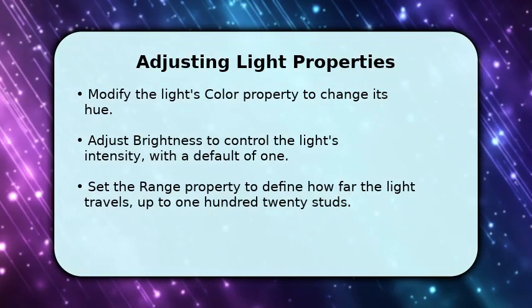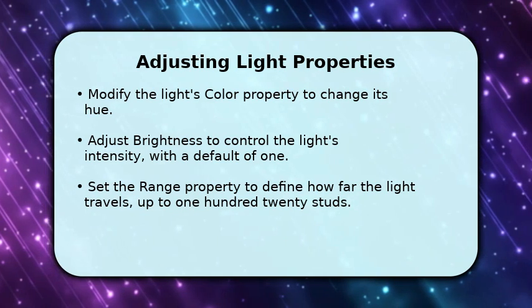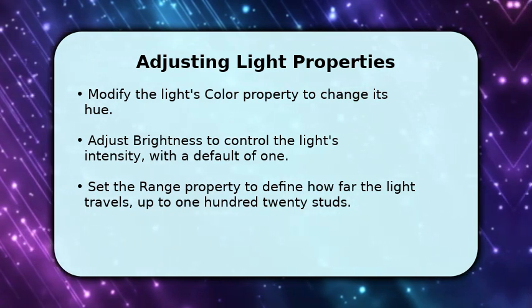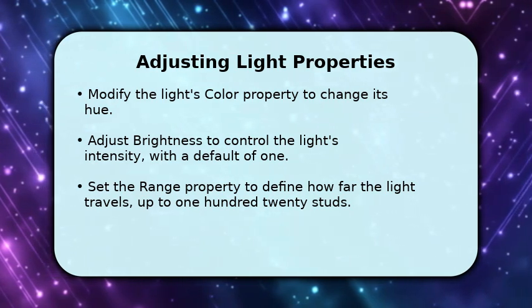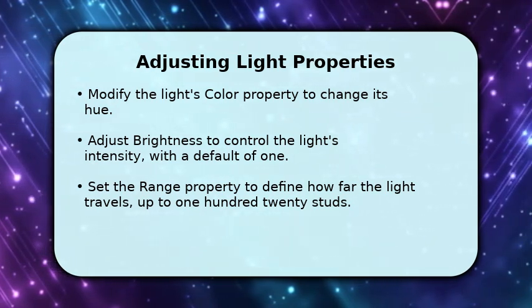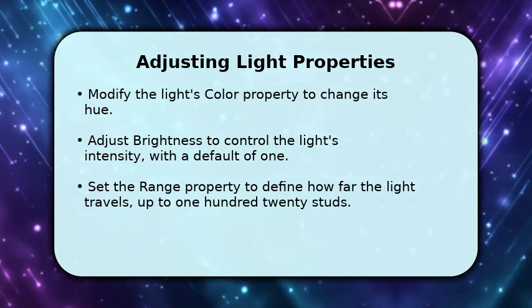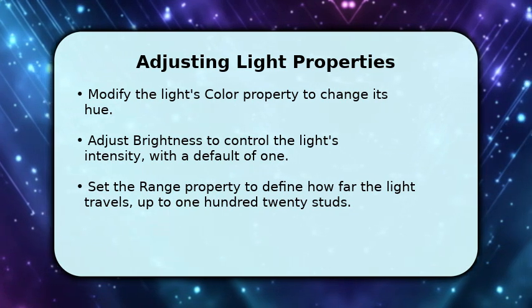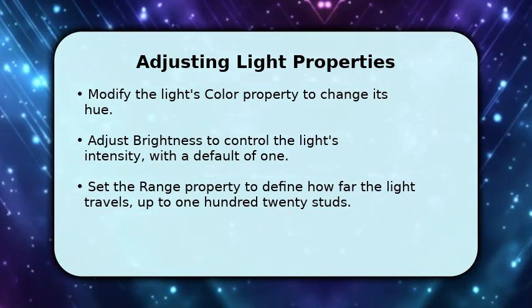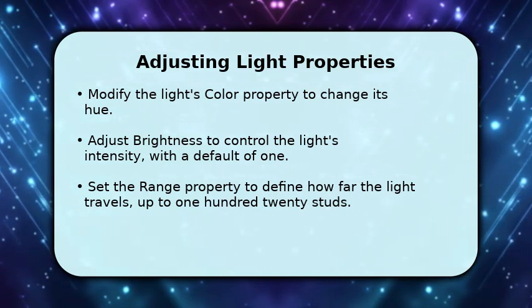Once you have a light source, it's time to customize its properties. You can change the light's color to any hue you desire. The brightness property controls the intensity with a default value of 1, but you can increase it significantly. The range determines how far the light extends, now up to 120 studs. Enabling shadows adds realism by making objects block the light. For spotlights and surface lights, adjust the angle for beam width and face for direction.